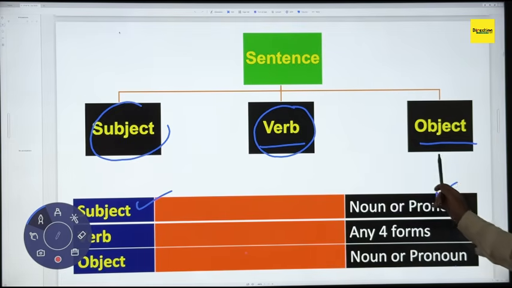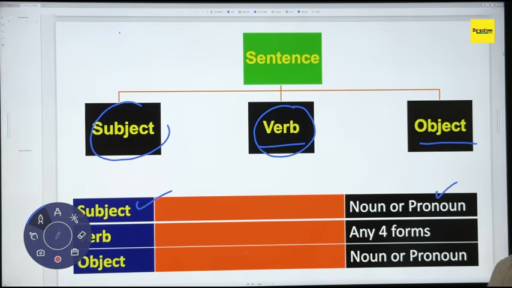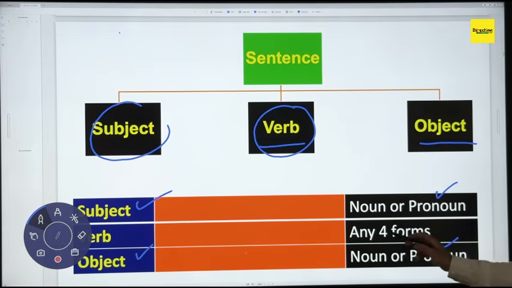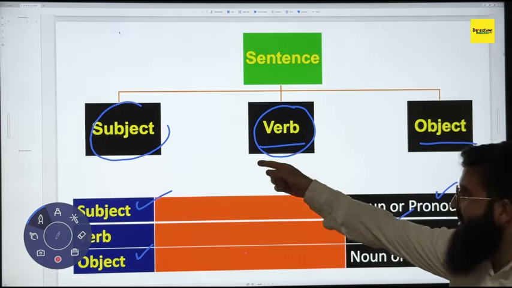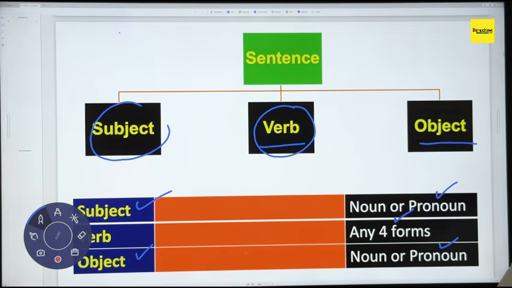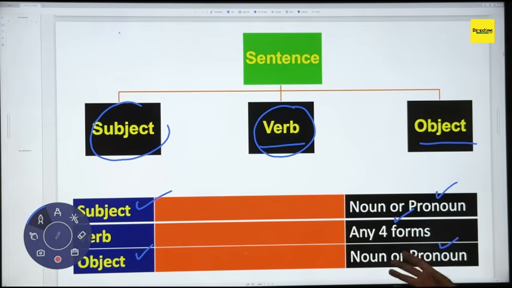The third is object. That's also super easy. Why? Because subject and object are nouns or pronouns. It's mentioned here. It is a noun or a pronoun. What is a verb? Any 4 forms. Is this clear that every sentence needs 3 words? A subject, verb, object. What is a subject? A noun or a pronoun. Pronouns are only 6. Nouns are millions. You can choose any one. Verb forms. Where will you get the verbs? I gave you 60 verbs with their 4 forms. Choose from them. Then object is any noun or a pronoun.